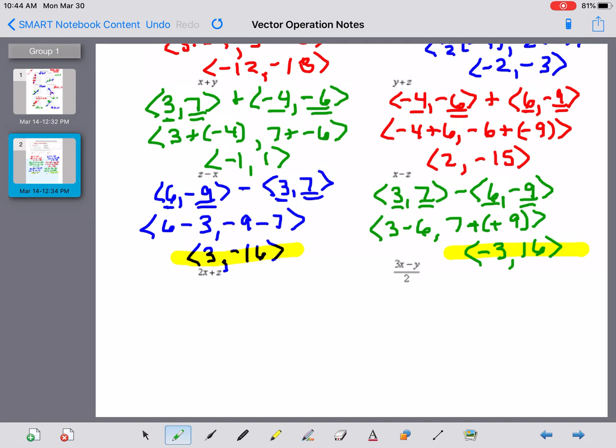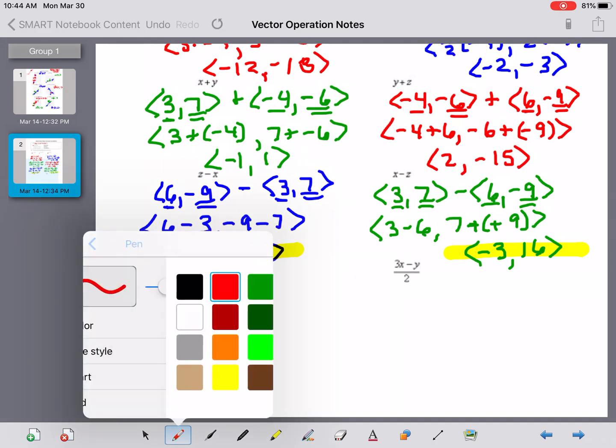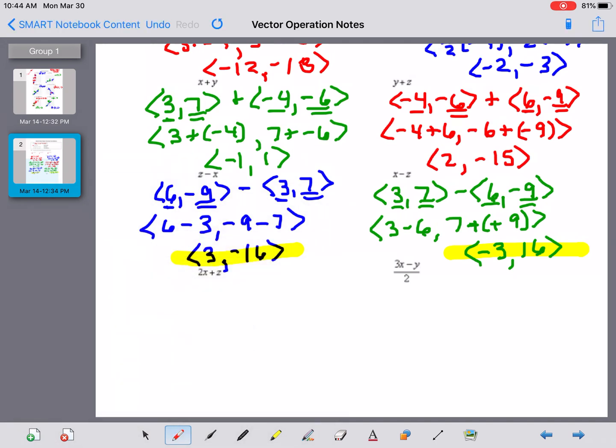All right, changing my pen color. So the first one I have is 2x plus y. So that means I'm going to go 2 times my x, which is 3, 7. Oops, should keep that point in parentheses there. Plus my z, which is 6, -9.